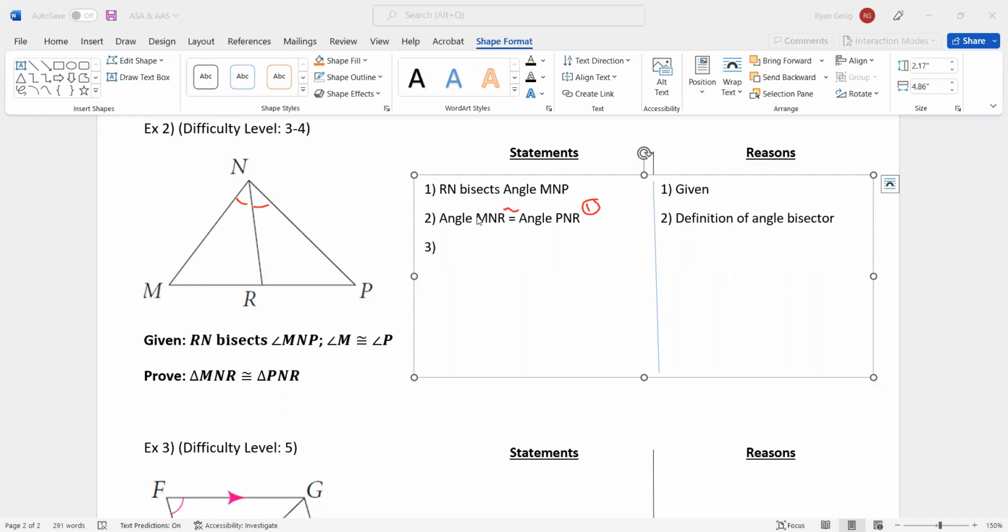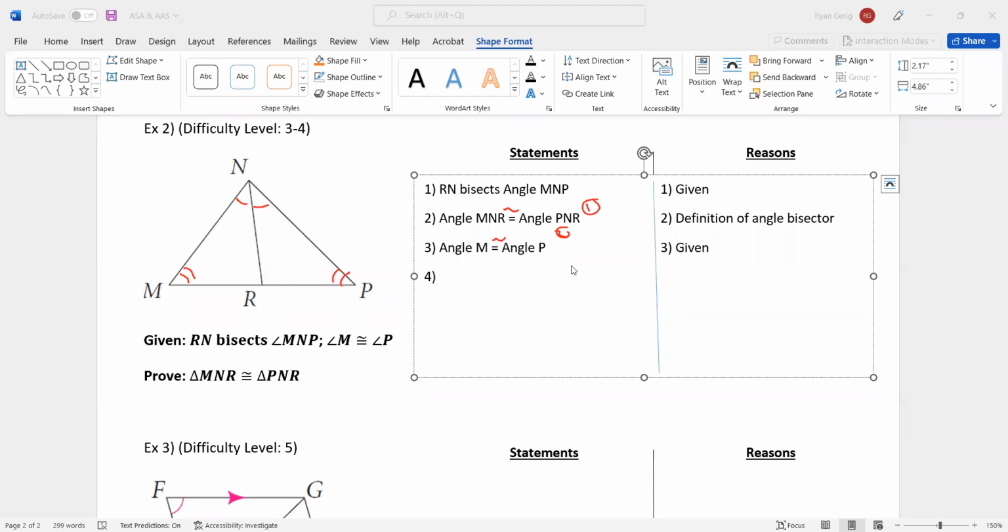All right. Next, well, there's more given information down here, right? Angle M is congruent to angle P. Why or how do I know? It was given to me. I said it in the words. All right, so that's number 2. I'm going to mark it on the picture as well. Angle M is congruent to angle P.